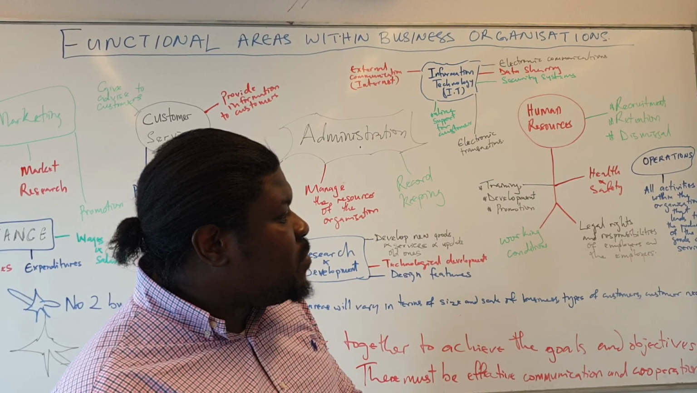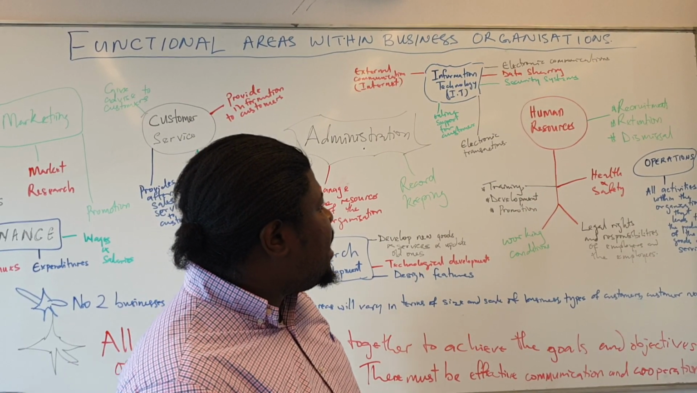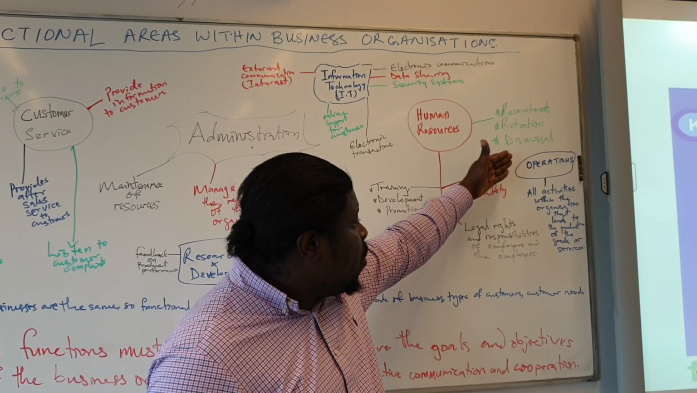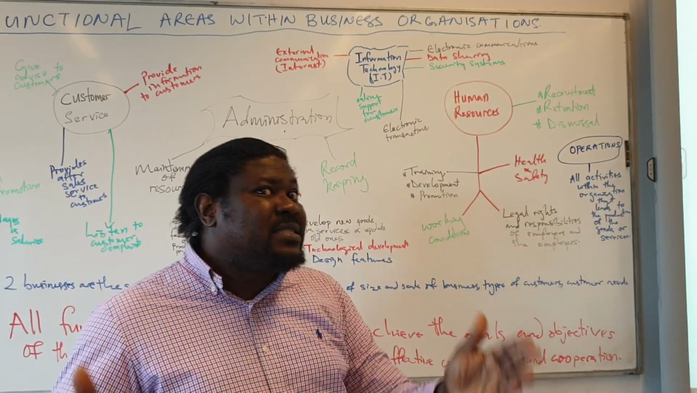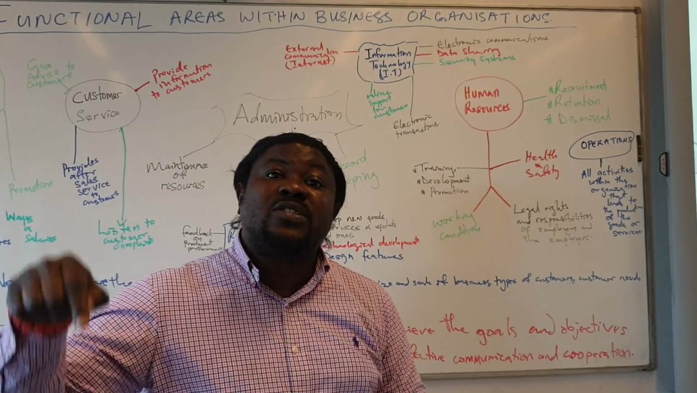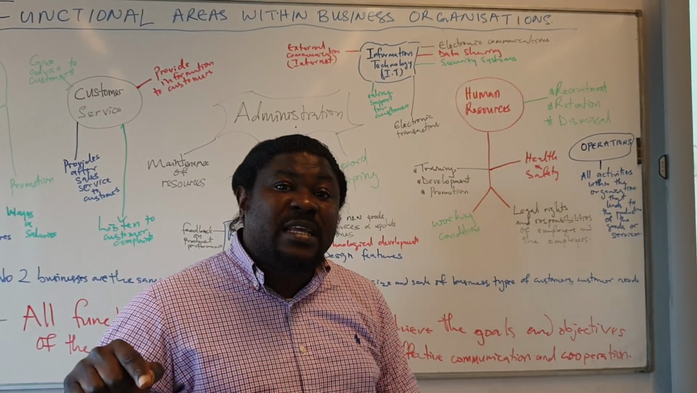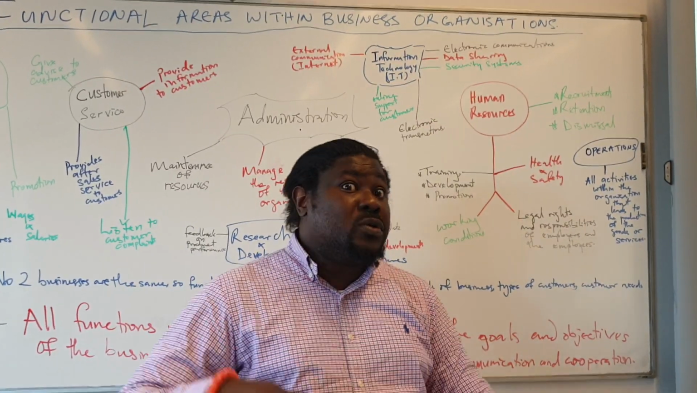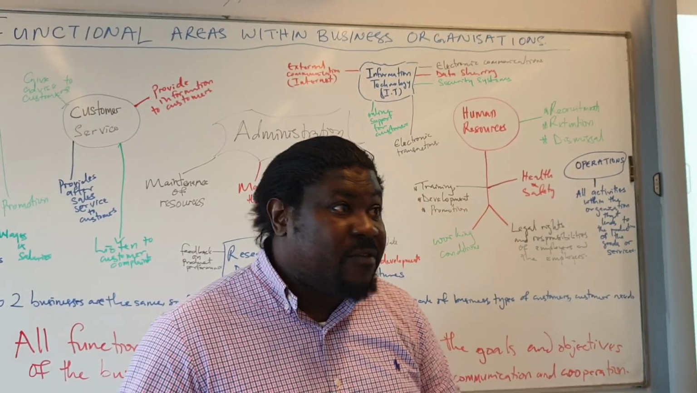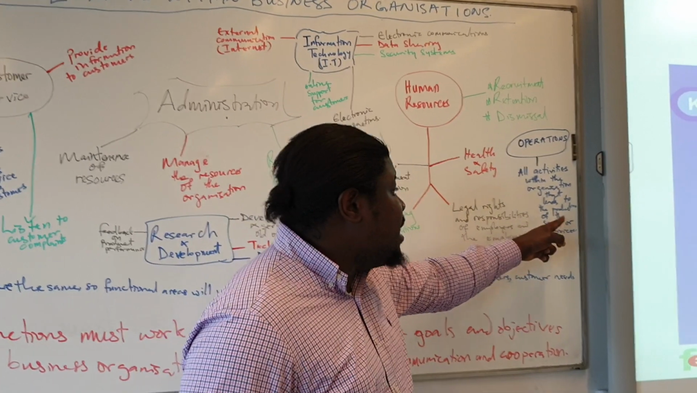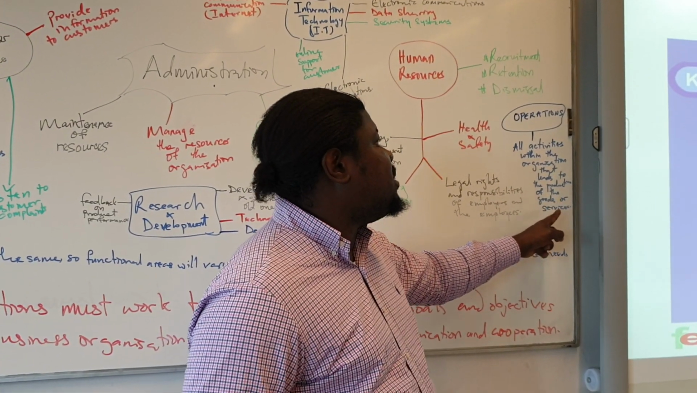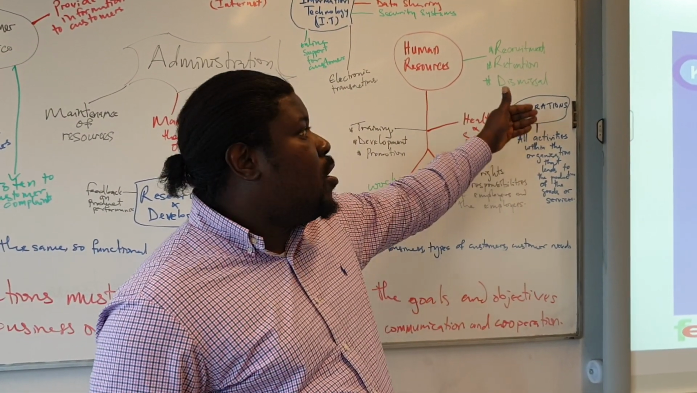Maybe the next department that we should talk about is, let's look at operations. Operations can be defined as all the activities within the business organization that help the organization to produce the goods or render the services. So all activities within the organization that lead to the production of the organization's goods and services are the operations.